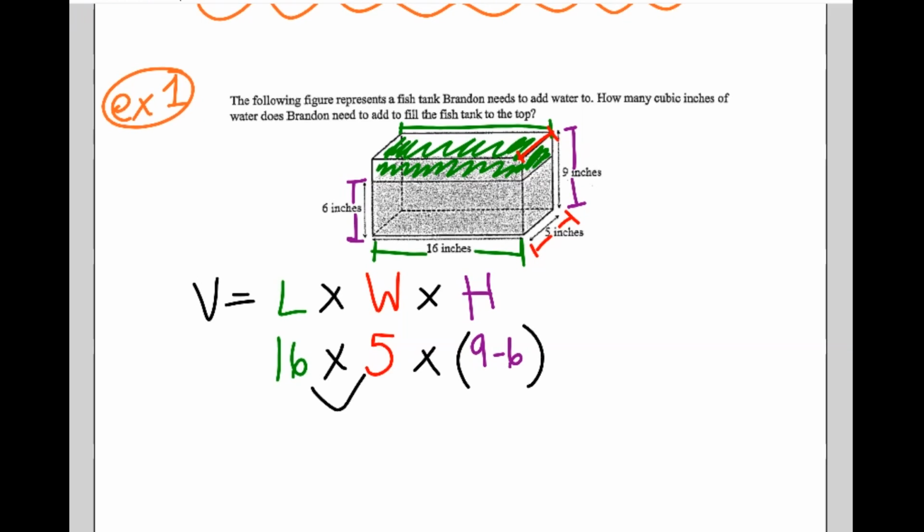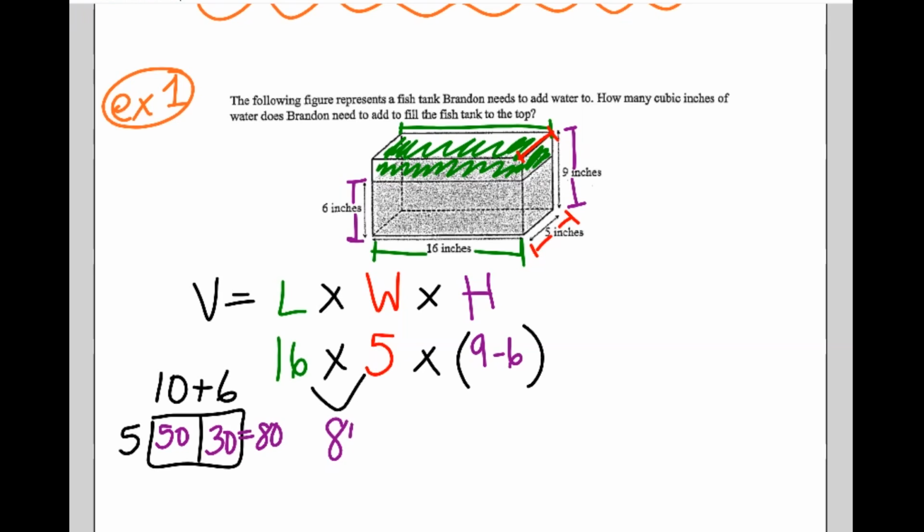So at first I have 16 times 5. So I just go over here and break it apart. Now 10 times 5 is 50, and then 6 times 5 is 30. And if I add it together, I get 80. So now I have 80 here, and I'm still multiplying by, what is that going to equal now? That 9 minus 6. That is going to be 3.